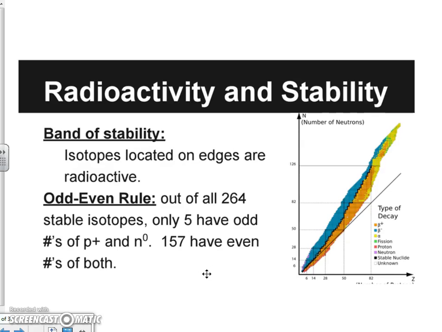In terms of stability, so this is what we call the band of stability. Isotopes located along the edges are radioactive, where the black dots here are all of the stable isotopes that we know. And then there's a little second rule to this, the odd-even rule. So out of all 264 little black dots there, only 5 of them have odd numbers of protons and neutrons, where 157 of them have even numbers of protons and neutrons. So that's a good way, it makes for a good guess. If you see even protons, even neutrons, there's a good chance it's stable.